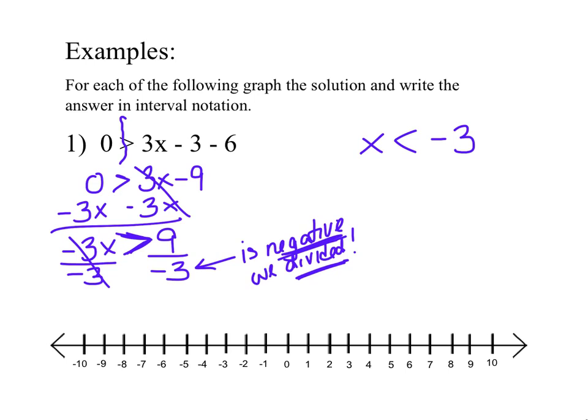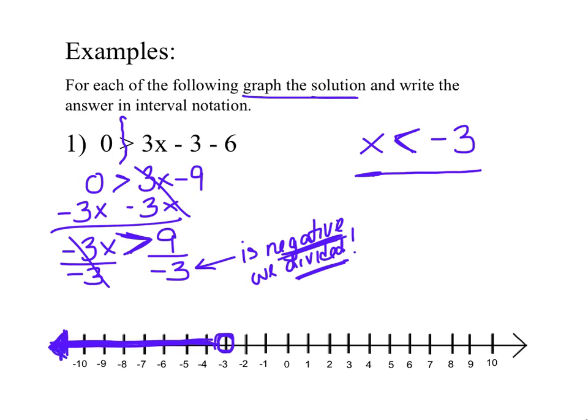So now the next step, so we solved it. So we're going to graph the solution now. So graphing the solution, it's less than. So negative 3. So at negative 3, we put an open circle. So remember, less than is an open circle. And all the numbers less than negative 3 go this way. So we color it in this way.